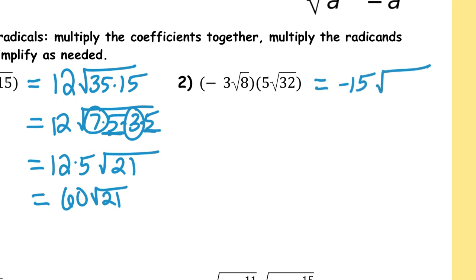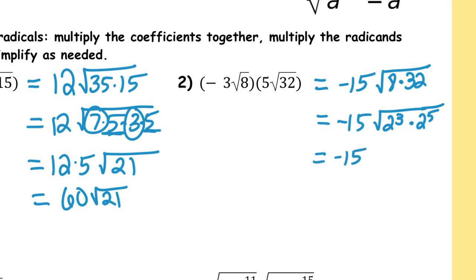The next one, negative 3 times 5 is negative 15. And then we go to 8 times 32. I happen to know that 8 is 2 cubed. 2 times 2 is 4, times 2 is 8. If I continued, times 2 is 16, times 2 is 32. 32 is 2 to the 5th. How many total 2s do I have? I got 3, and I got a total of 8 2s in there that I'm multiplying, right?